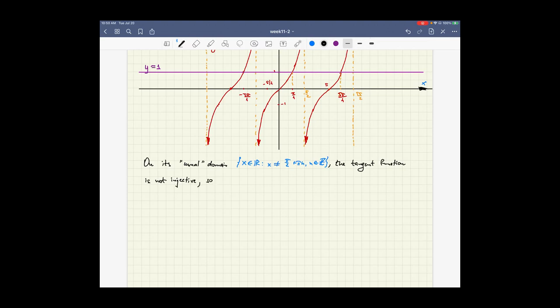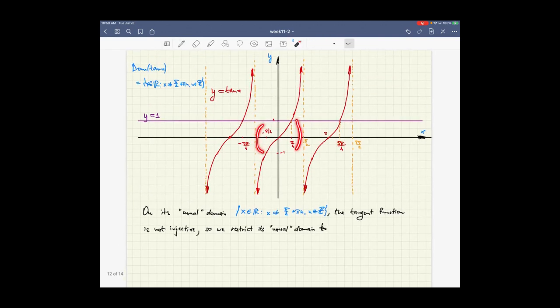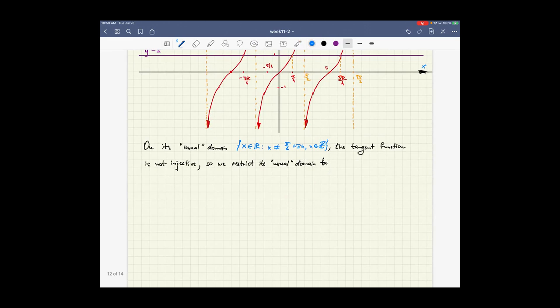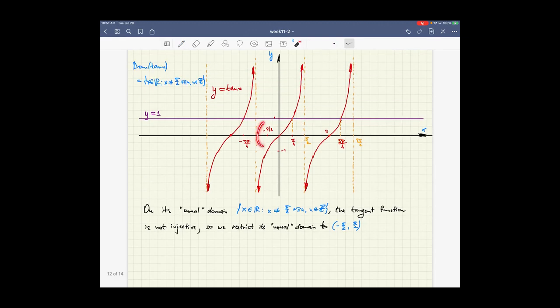So we restrict its domain to a much smaller set. By convention, that set is from negative pi over 2 to pi over 2. Note that the tangent function on this set takes all of its values, the entire real line, and is monotone increasing, and therefore injective.